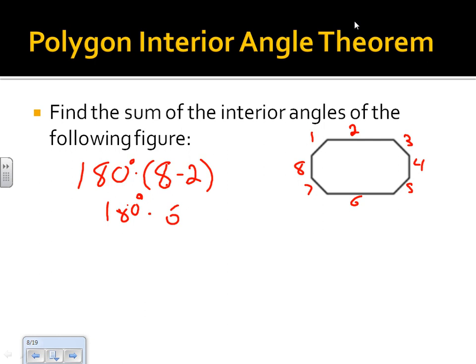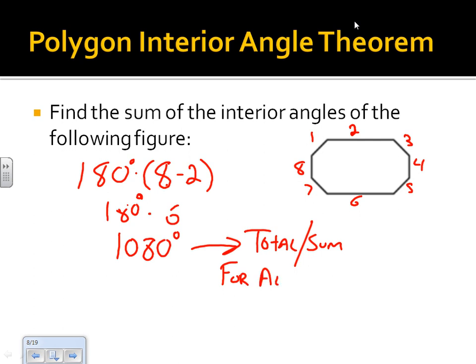So 180 times 6 gives him 1080. And 1080 what, Julio? Degrees. Please make sure you put the degree sign on it. That's all you need to do. So this is the sum. This is the total, or sum, for all interior angles. Okay? Any questions for that?